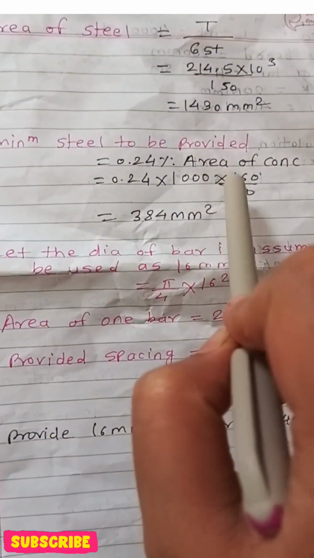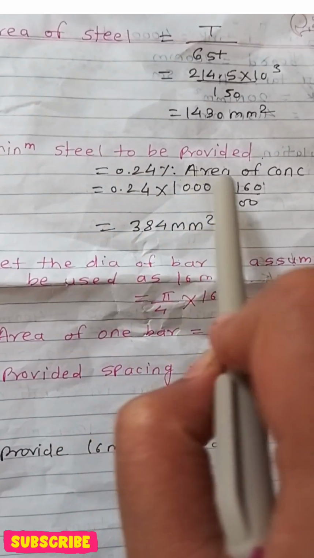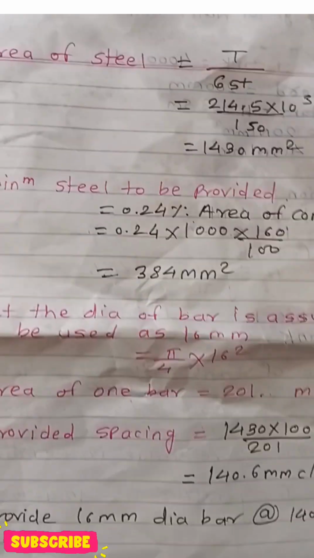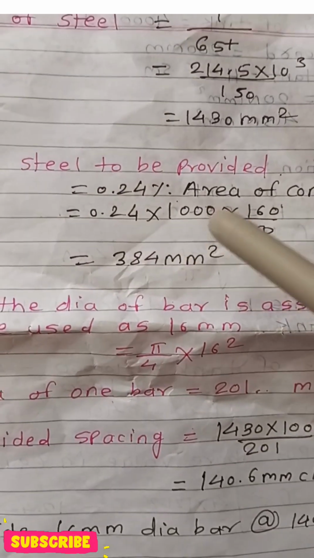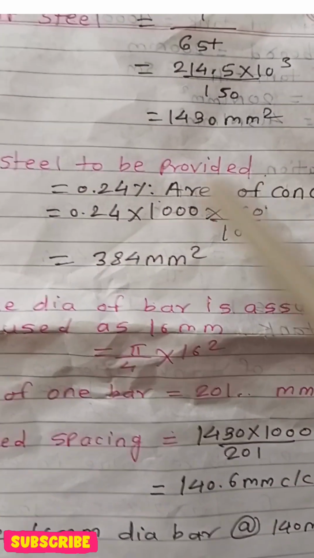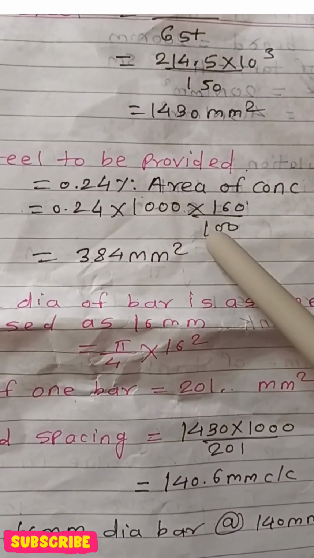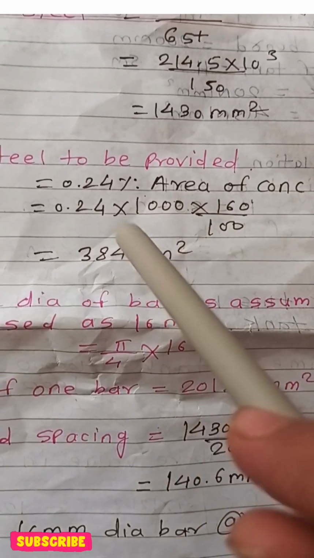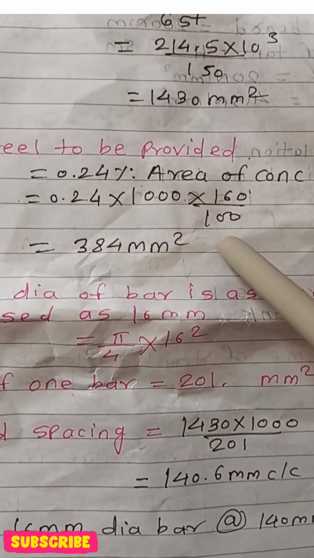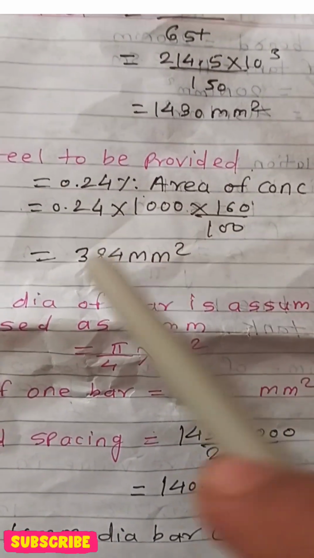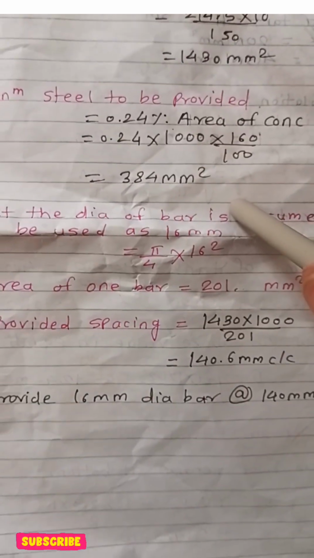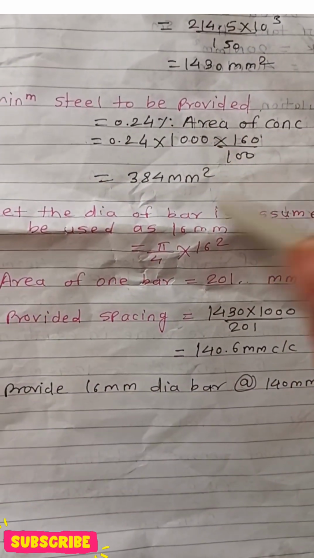Then the minimum steel to be provided is 0.24 percentage of the area of concrete. It differs from component to component, as we calculated distribution steel in the case of a slab, where we put 0.12 percentage of gross area. So here it is 0.24 percentage of gross area of concrete. So 0.24 into 1000 into 160 divided by 100. All these values are known to us, so directly putting these values in the formula we will get the area of steel to be provided, and then the minimum steel to be provided.